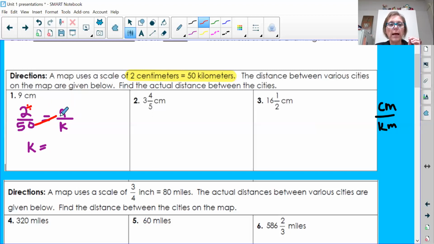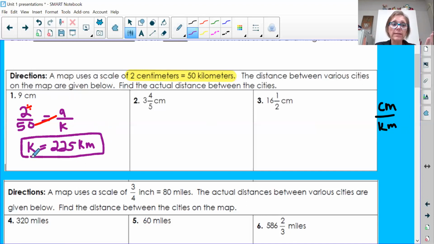Okay, cross multiply. 9 times 50 is what, and I know it's 450. And when you divide it by 2, what do you get? The answer is 225. Try it on a calculator if you don't believe me, but there it is. Now the last thing I need to do is look over here. What are my units? Kilometers. So I'm going to put km. Okay, this problem is done.